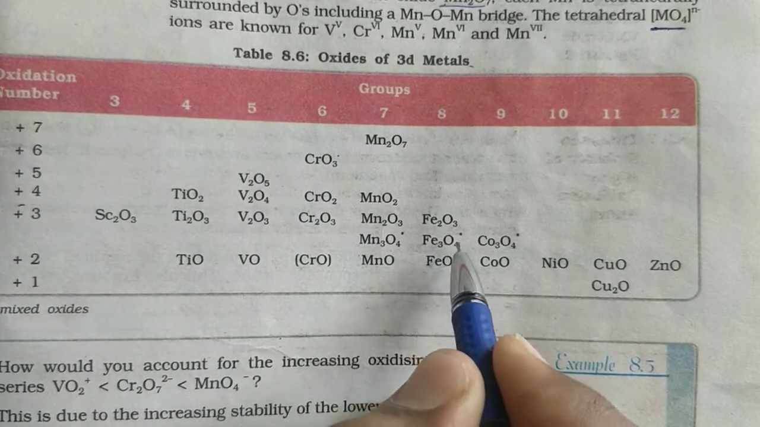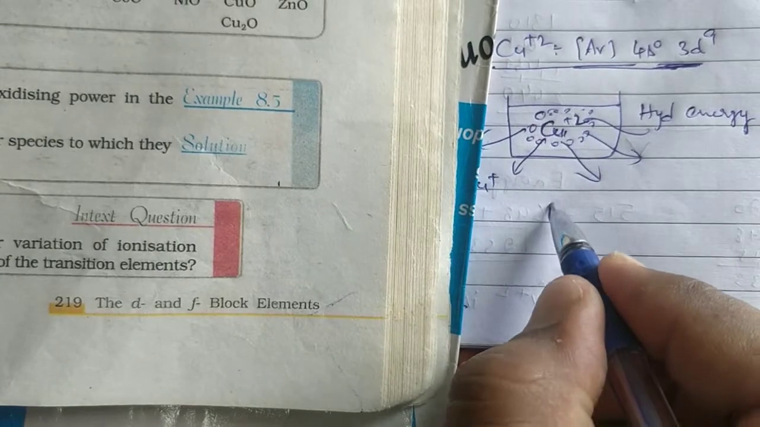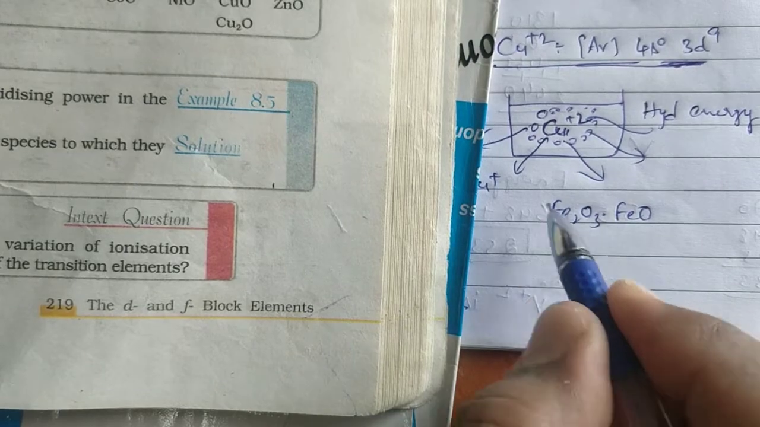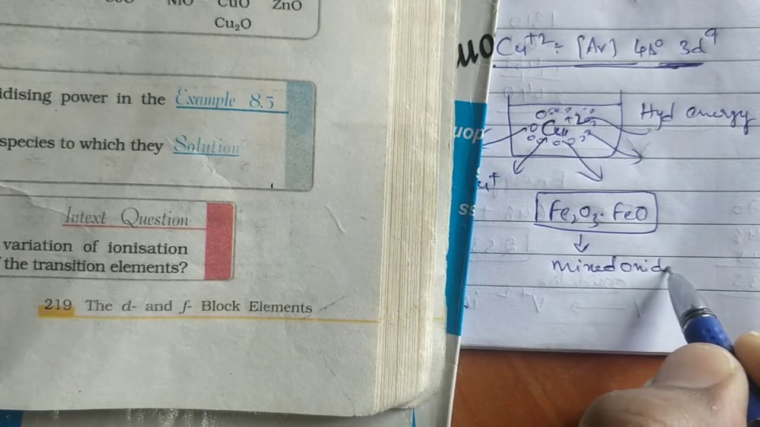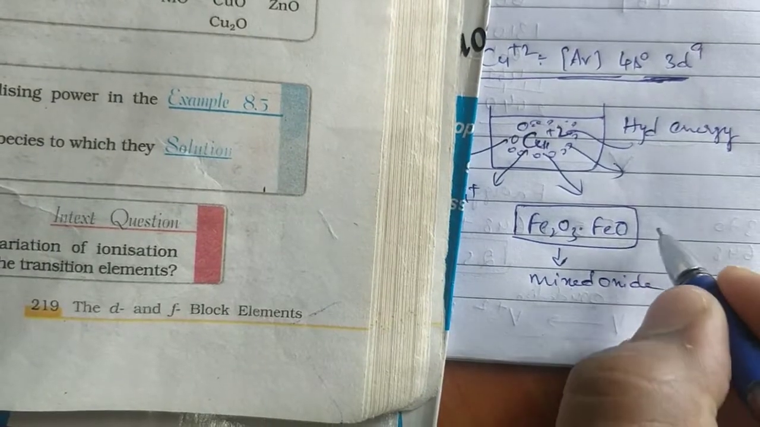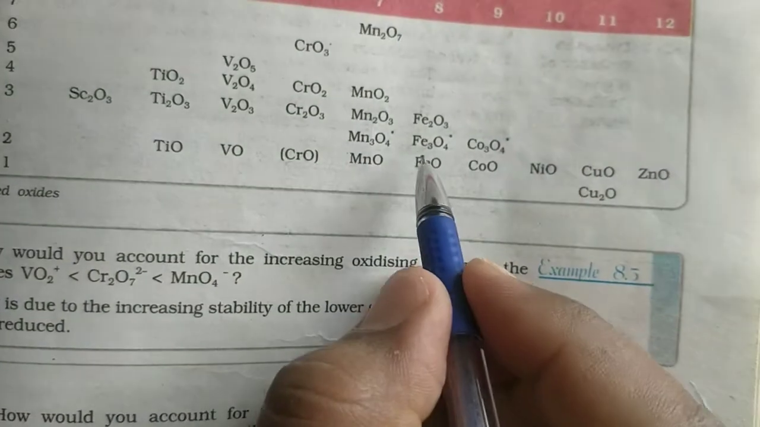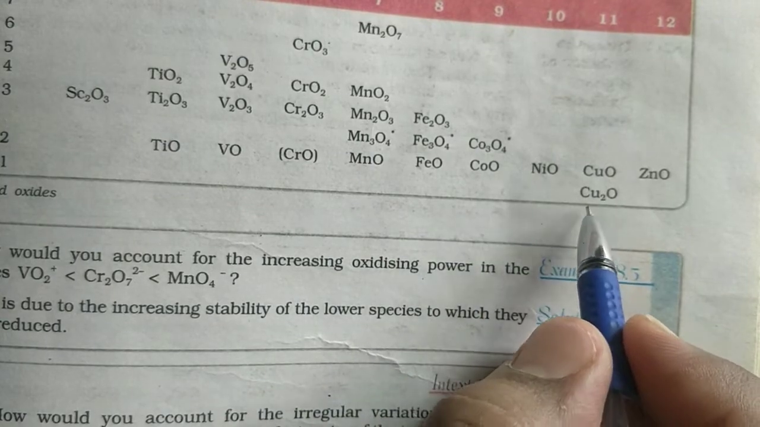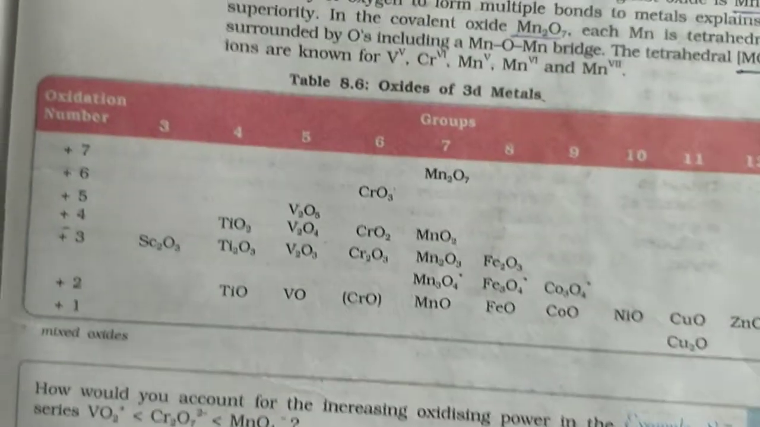This star mark represents mixed oxides. Fe3O4 is the mixed oxide of Fe2O3.FeO. Jointly it is Fe3O4, called a mixed oxide. That is why they mentioned the star mark. Fe2O3 and FeO are represented as Fe3O4. Co3O4 is also a mixed oxide. NiO, CuO, Cu2O, ZnO are the oxides which are shown by first row transition elements.